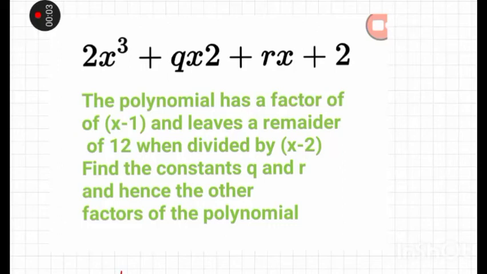Let's look at this question. The polynomial has a factor of x minus 1 and leaves a remainder of 12 when divided by x minus 2. Find the constants q and r, and hence the other factors of the polynomial.